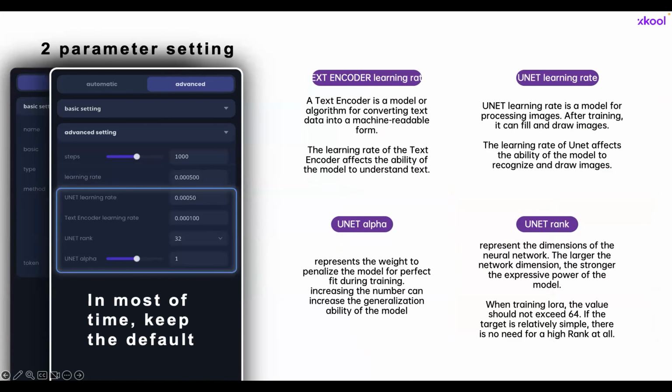The remaining four parameters are not as important as the ones before, but you can change them a little bit to adjust the results to be slightly different, slightly better or slightly worse. In most cases, just keep the default numbers the platform gives you.